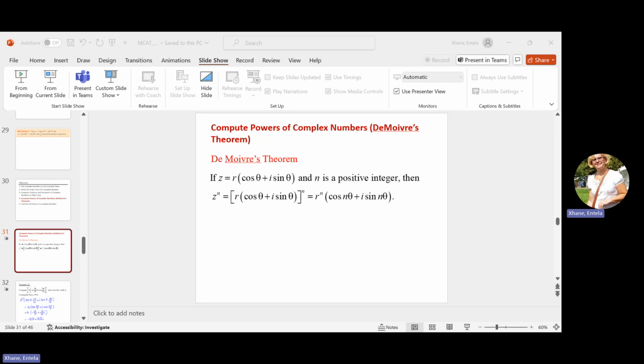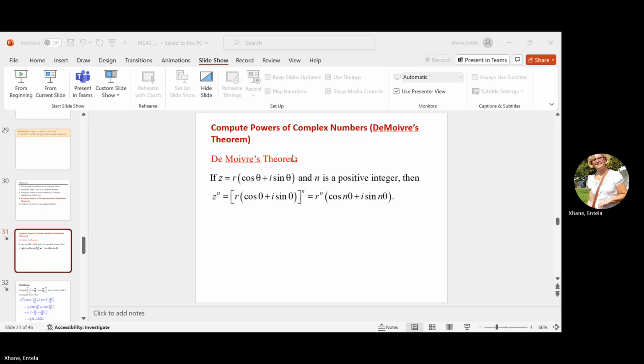This is how the shortcut works with de Moivre's theorem. All you have to do is take the modulus, raise it to the power n. So the modulus r is raised to the power n. And then each argument theta must be multiplied by n. That's all you do. And the rest of the number does not change.